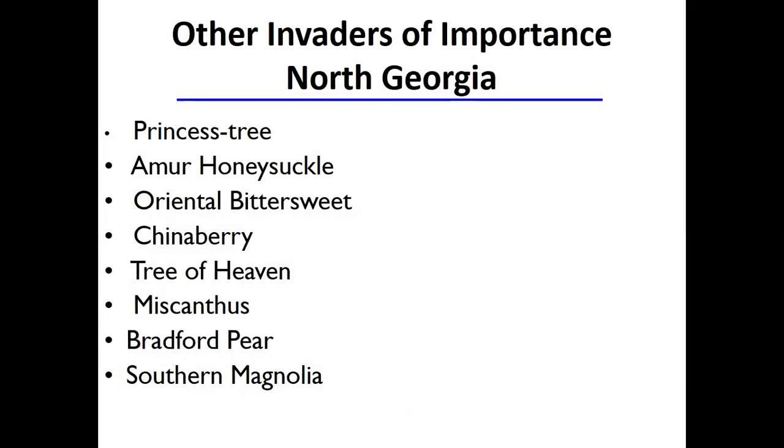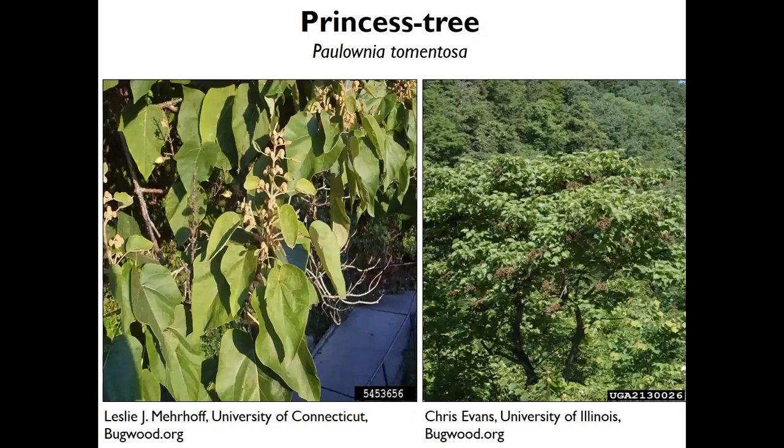We have some invaders here in North Georgia we have to be concerned about. They're problematic. The royal paulownia, or princess tree, or empress tree. It's found on old home sites, roadsides, near riverbanks, and it spreads by seeds that are dispersed by wind and water. Getting rid of princess tree can be a problem because it sprouts from buds on stems and roots, and it thrives in marginal areas such as rocky slopes.